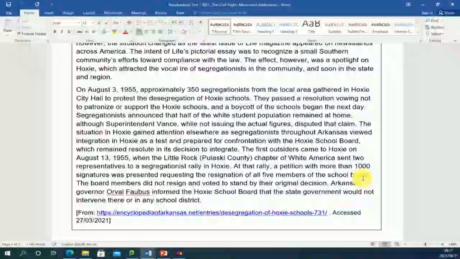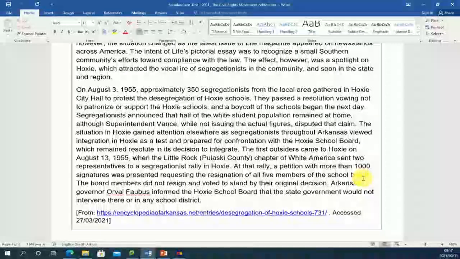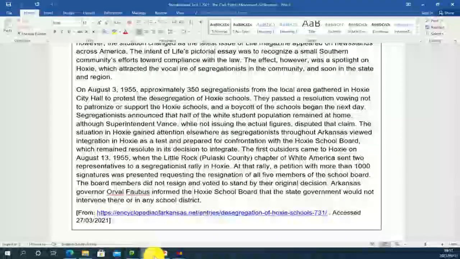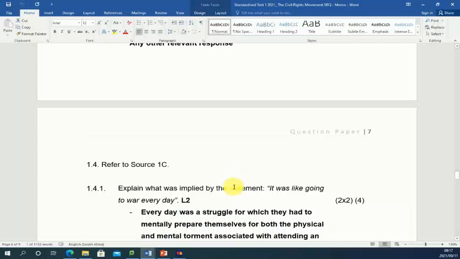Arkansas Governor Orville Forbes informed the Hoxie School Board that the state government would not intervene there or in any school district. Okay, so we see a completely opposite situation to what was happening at Central High in the beginning, where Hoxie made the decision to desegregate themselves, and this magazine was highlighting how amazing this was. And that article unintentionally got segregationists to start boycotting.